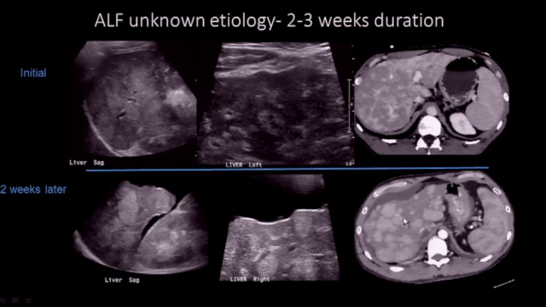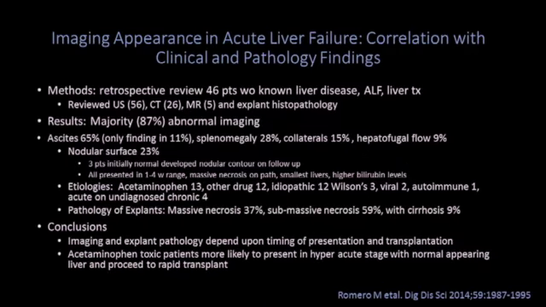Essentially, the low density areas and the low echogenicity areas are the necrotic regions in this patient, and the spleen is getting bigger and bigger. There are small pleural effusions as well. There was no cirrhosis when this patient went on to liver transplant.